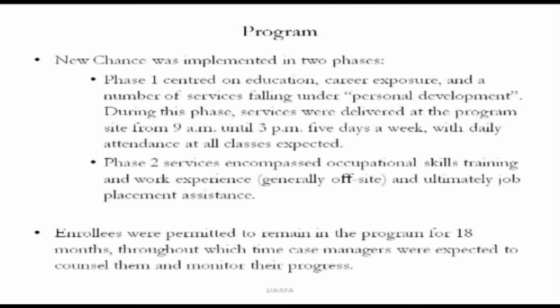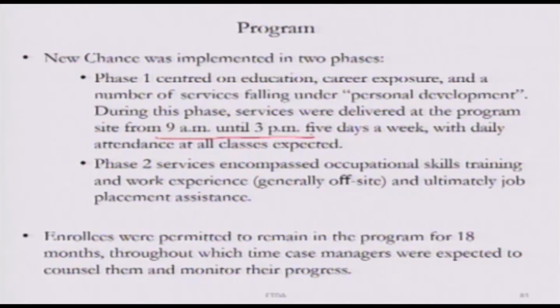So, how did the program actually work? The New Chance was implemented in two phases. Phase 1 centered on education, career exposure and a number of services falling under personal development. During this phase, services were delivered at the program site from 9 a.m. until 3 p.m., 5 days a week, with daily attendance at all classes expected. So, this is what I was saying earlier. Note that if the mothers have to spend such long hours at the training program, they are essentially kept away from their children, and this could have a negative behavioral effect on the children.